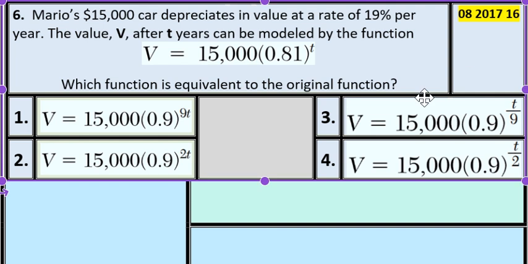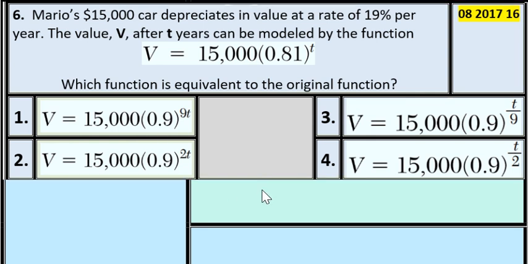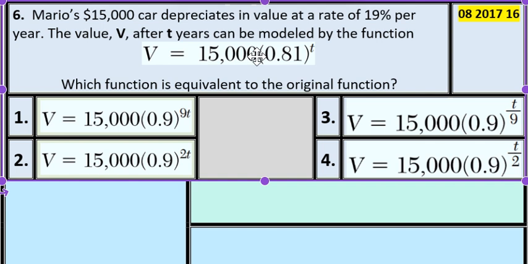So notice we have 15,000. Now the commas are on the paper. We will never put those in the calculator. That's just to help our eyes see it, but the calculator doesn't know what they mean. So I'm going to go to a graph page. I'm going to graph my original and then compare my 4 answers.